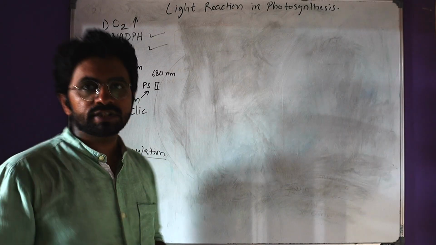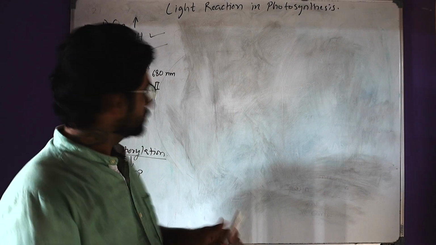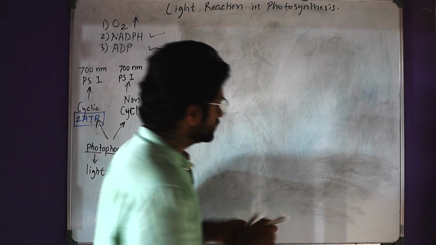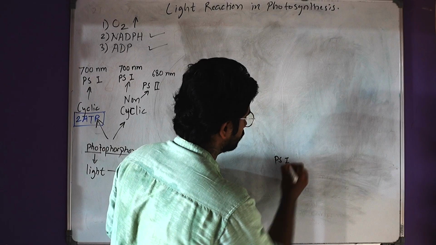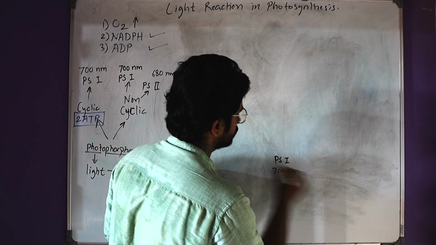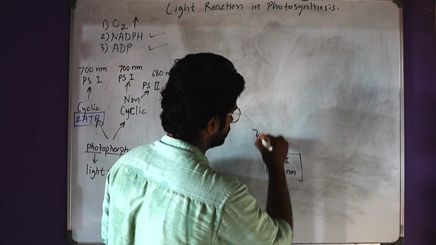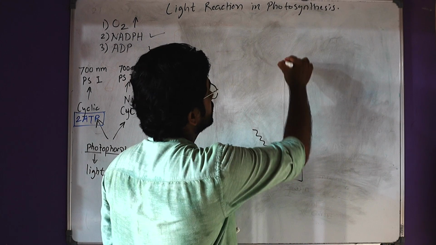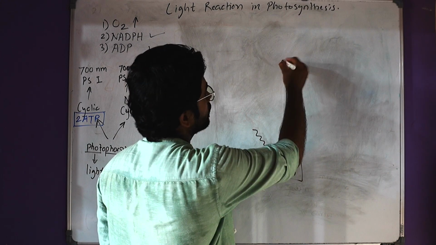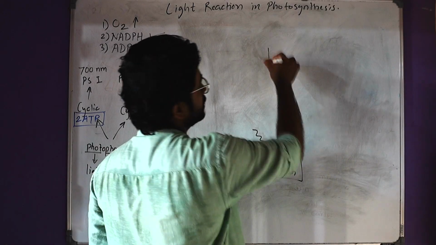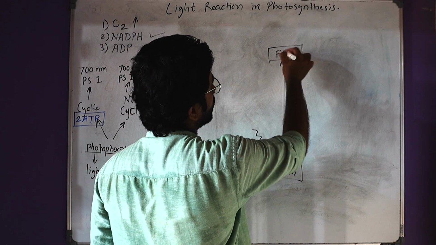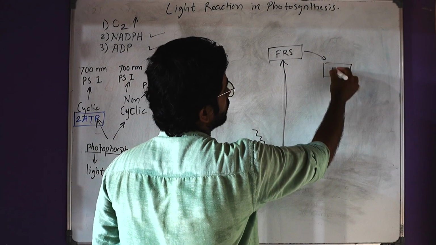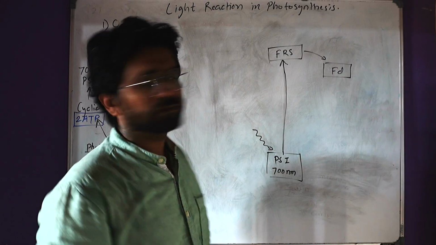So next is non-cyclic. In non-cyclic, there are two photosystems, 700 and 680 both. So first we will see photosystem 1. 700 nanometers of light is absorbed by photosystem 1. The electron gets excited and ejected, accepted by FRS, then given to ferredoxin.